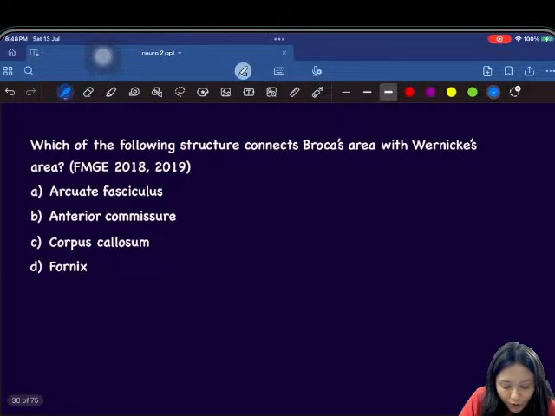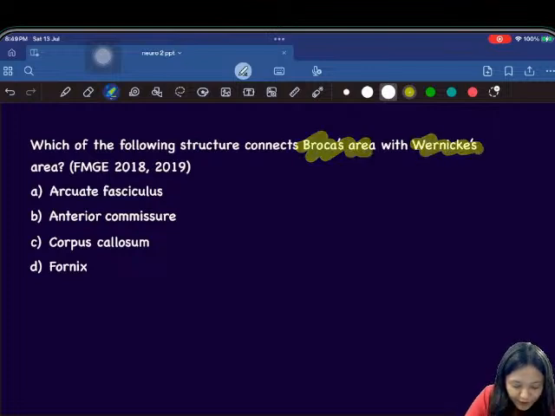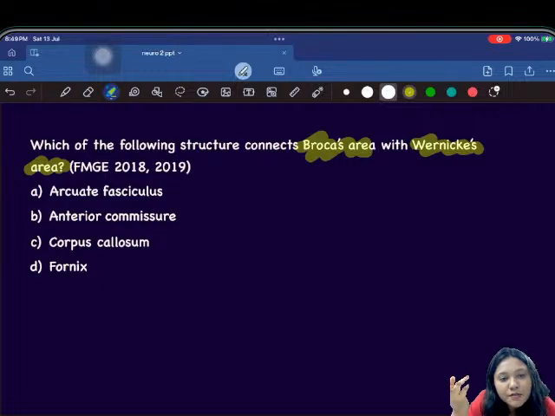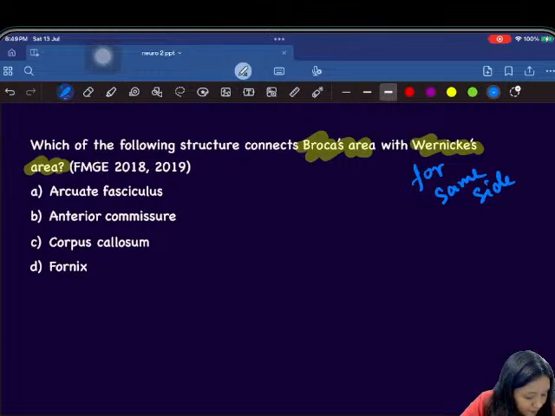Now, which of the following structures, I think you should be able to answer this, connects the Broca's area with the Wernicke's area? The options are the arcuate fasciculus, the anterior commissure, the corpus callosum, and the fornix. This is mostly missed, it is for the same side. So anybody who wants to answer this in the chat? Which of the following structures?